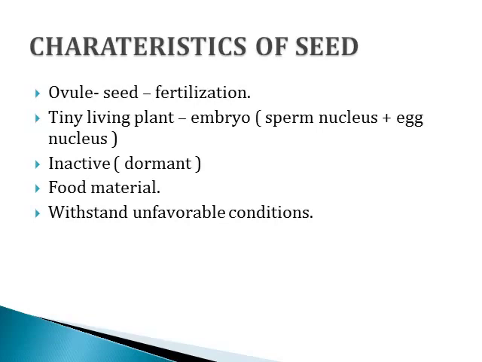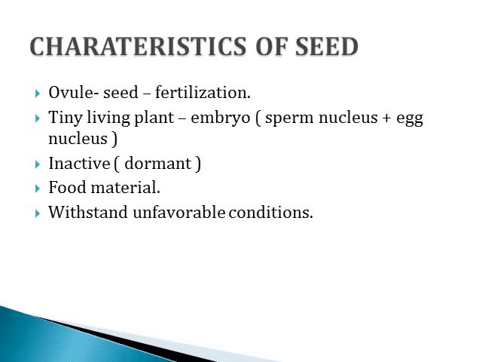And the seed also contains food material which gives nourishment to the embryo during the germination process. And this embryo can withstand unfavorable conditions like temperature, drought, etc. Some seeds will live more than 100 years, some seeds will live less than 100 years. So these are some of the characteristics of seed.